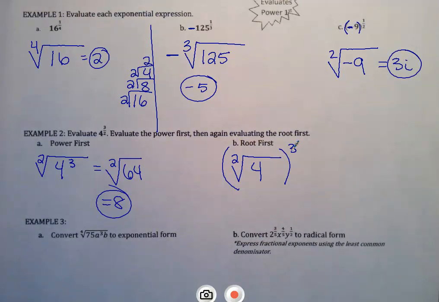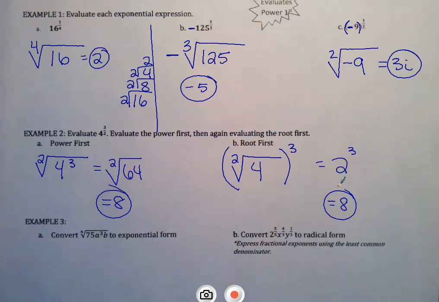But in this case, because we just talked about it, with that definition it doesn't matter which one you do first. So what's the square root of 4? 2. So this equals 2 to the power of 3. What's 2 to the power of 3? 8. It does not matter which way you do it.